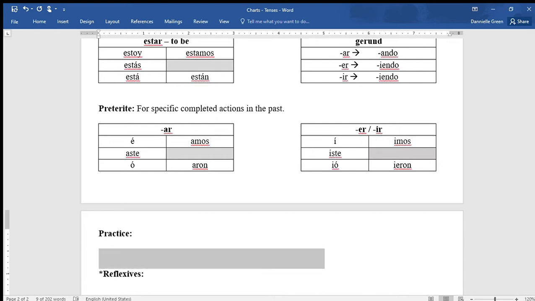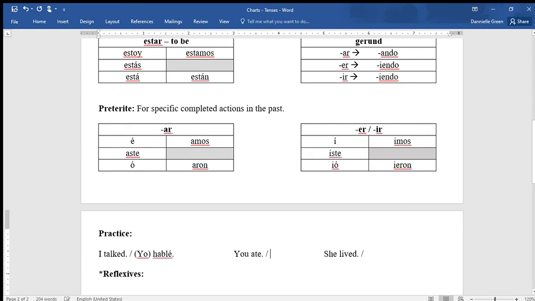So if I want to say I talked, then as you all know, the yo would be optional. But instead of taking hablar and leaving the AR ending, I'm going to exchange it for the given ending. So hablé means I talked in the past tense. If I want to say you ate, again, the tú is optional. And then for the verb comer, instead of saying comer, I'm going to take out that ER and exchange it for the tú form ending of an ER verb, which is iste, tú comiste.